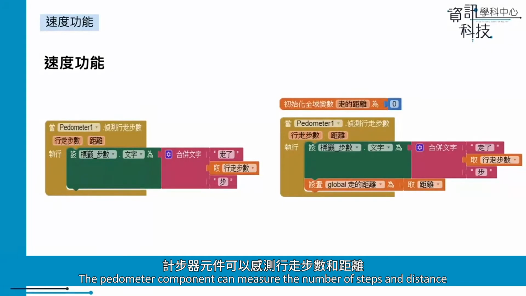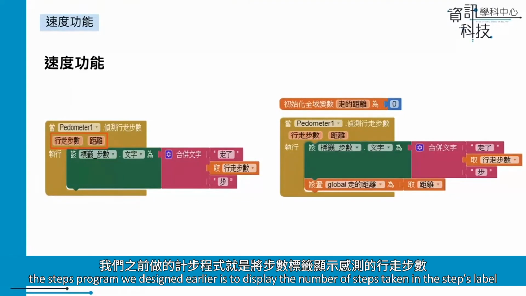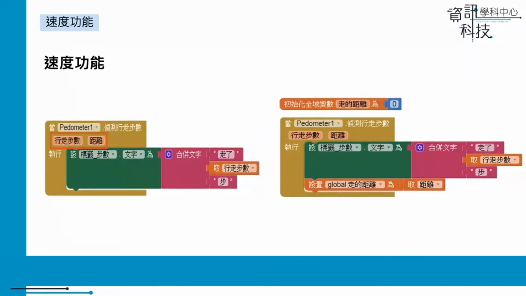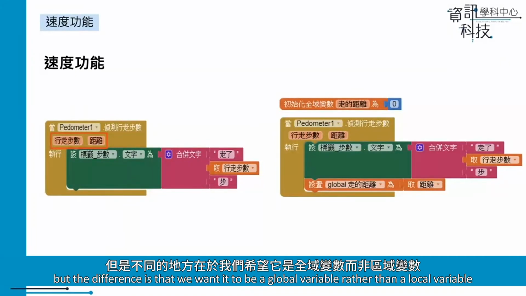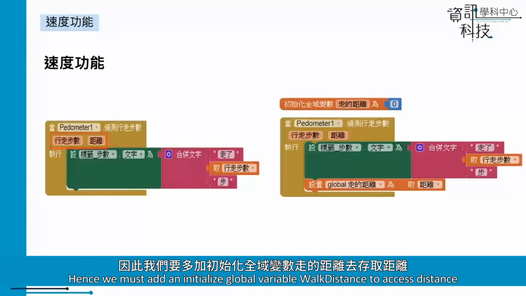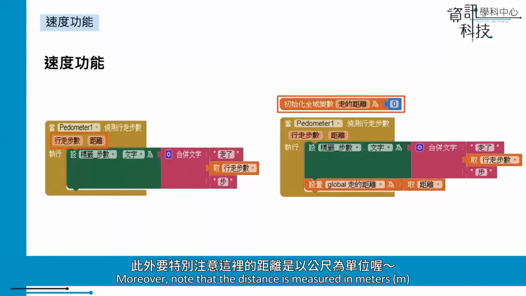The pedometer component can measure the number of steps and distance. The steps program we designed earlier is to display the number of steps taken in the steps label. Now, we need to add the distance measurement. But the difference is that we want it to be a global variable rather than a local variable. Hence, we must add an initialized global variable walk distance to access distance. Moreover, note that the distance is measured in meters.